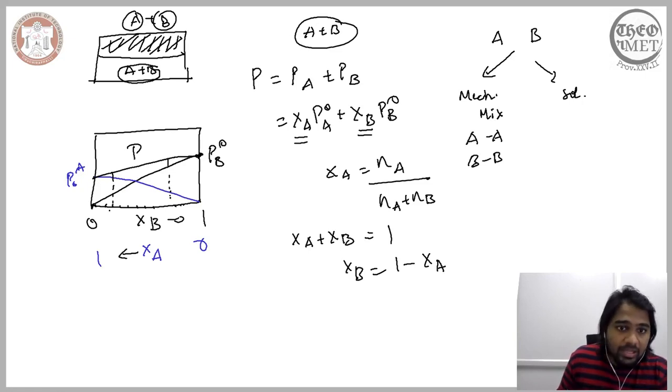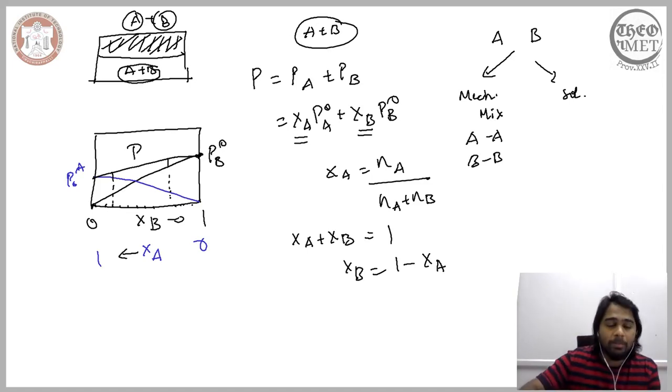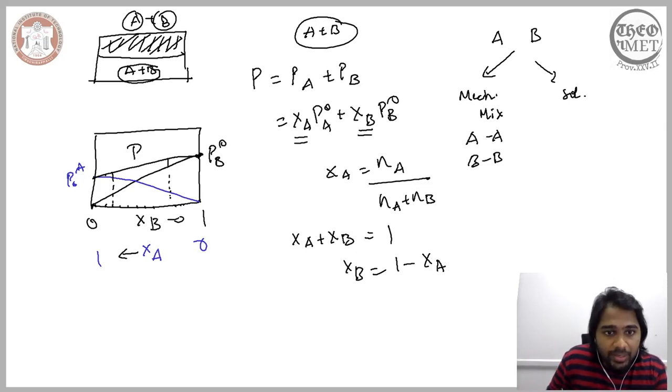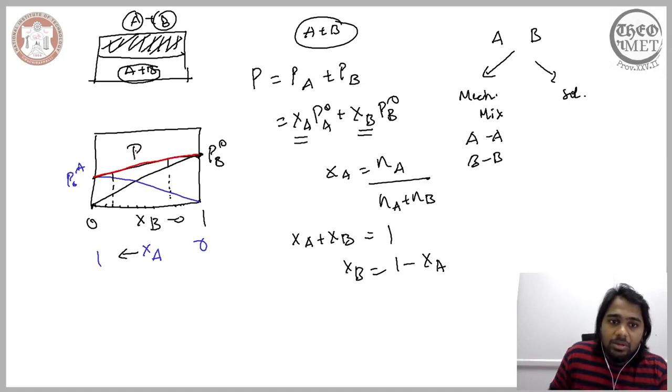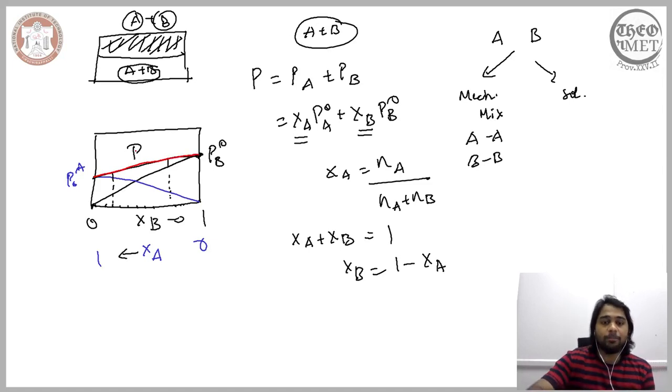We need to remember each of these points represents an individual concentration. For individual concentration, we need individual vapor pressure in order to ensure that a dynamic equilibrium is established for the mechanical mixture. This straight line here, so let me highlight it in red, indicates what that equilibrium pressure is, the pressure that establishes this dynamic equilibrium.